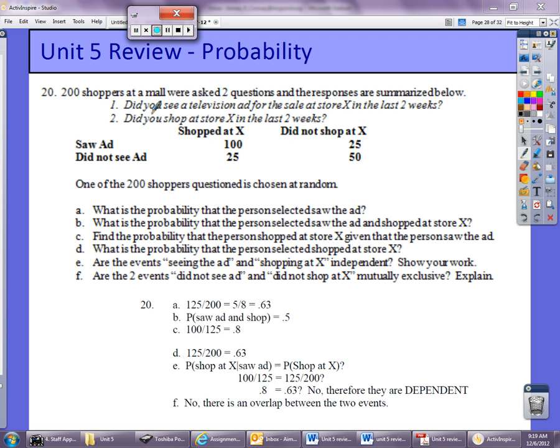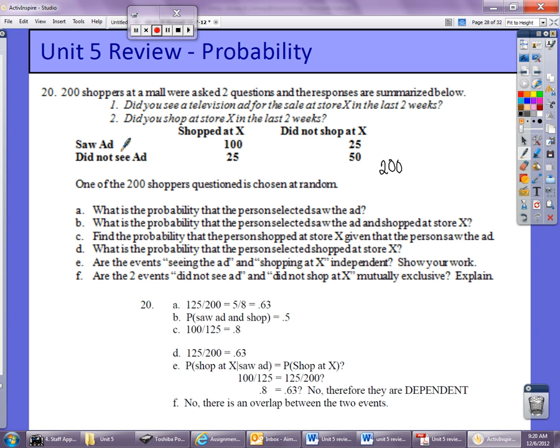Alright, so for number 20, we have 200 shoppers at the mall. So therefore I know that my sample size is 200 and I can put the total here. And they were asked two questions: did they see an ad, and did they shop at the store?